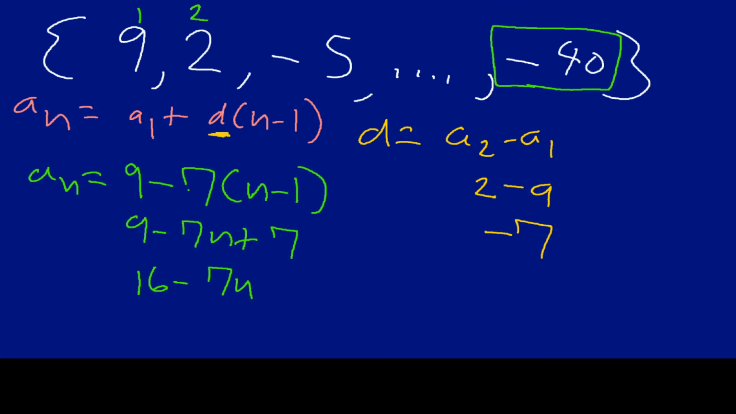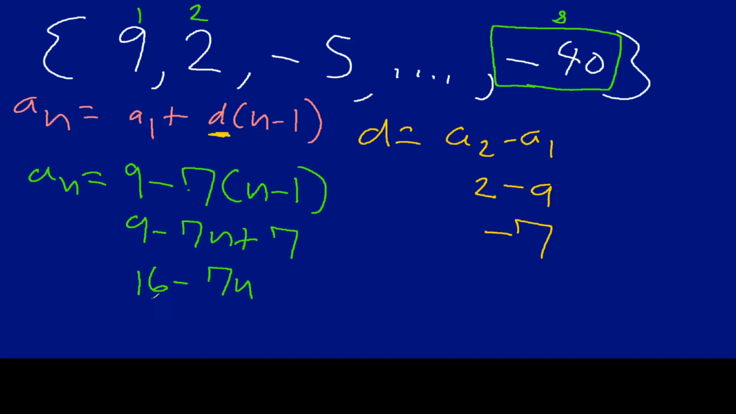And of course, if I plug in the 8th term, 8 minus 1 is 7. -7 times 7 is 49. 9 minus 49 is -40. So you can see that it works out. If we actually plug in our different terms here, 1 and 2, all the way to 8, we will get the results that we expect. And so we know that this particular formula works.